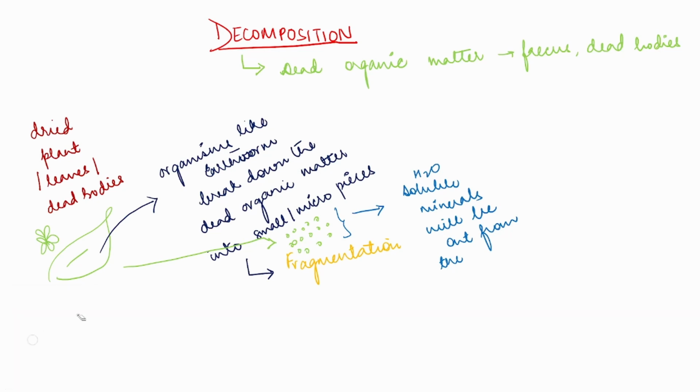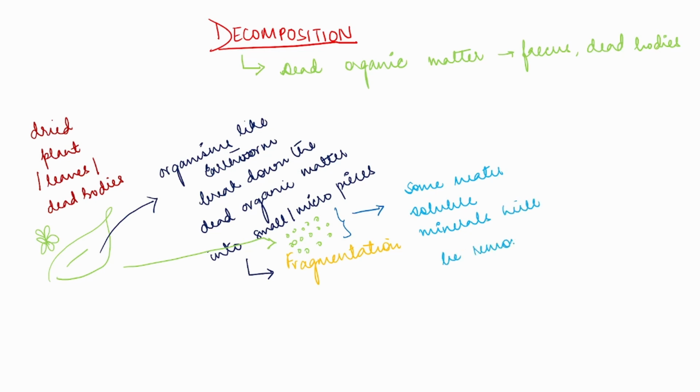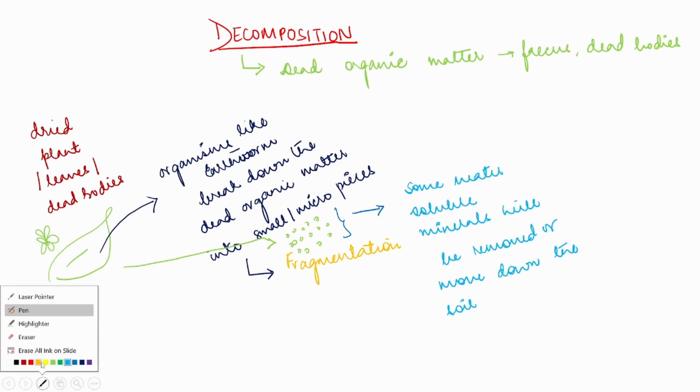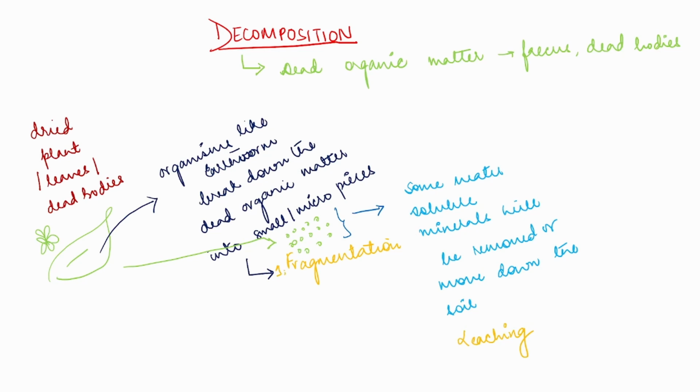Let me write it properly. Some water soluble minerals will be removed or move down the soil, and this process we call leaching. Leaching is basically what? After fragmentation, the dead and decaying organic matter is broken down into small pieces. After that, any water soluble minerals present will be removed or move down the soil, and this process of removing water soluble minerals we call leaching.